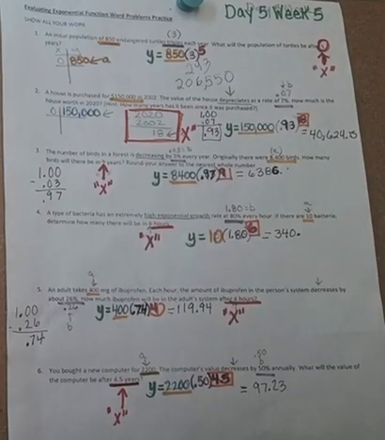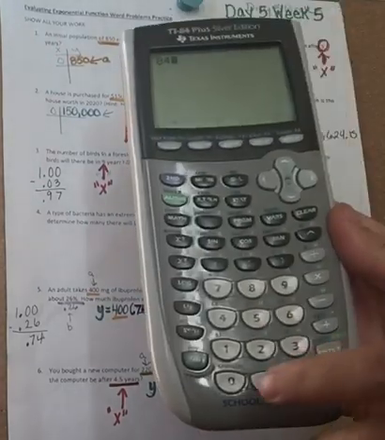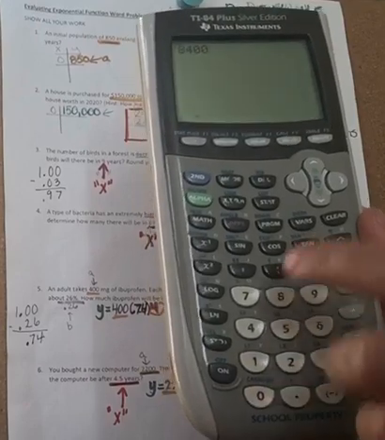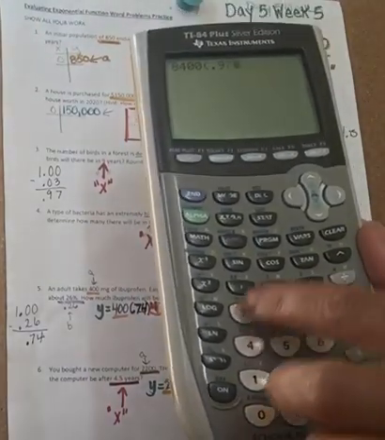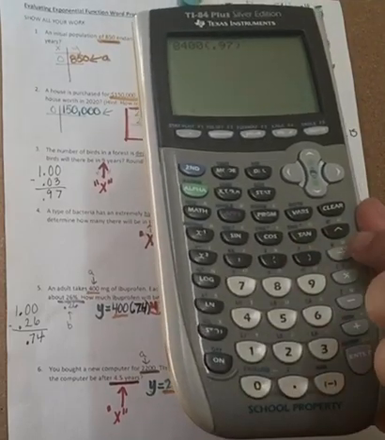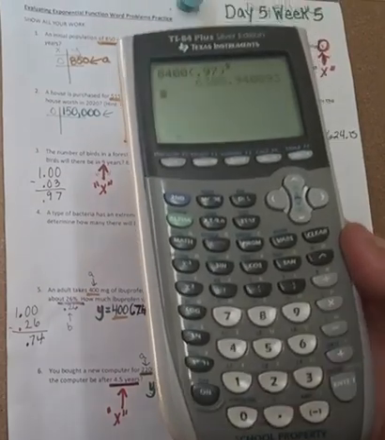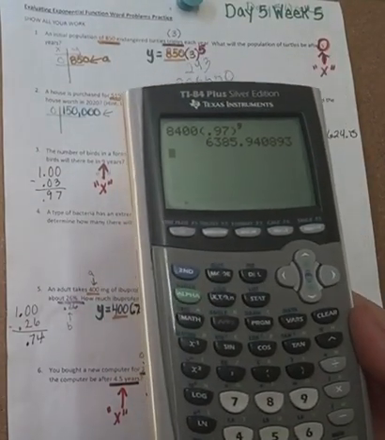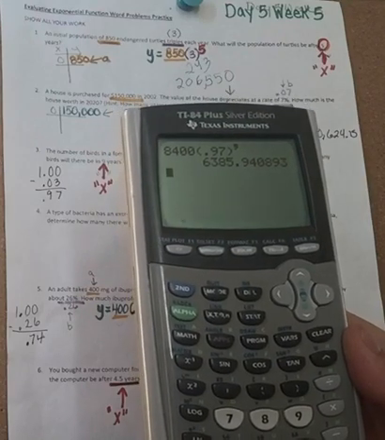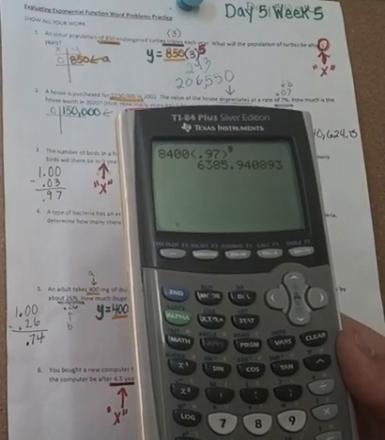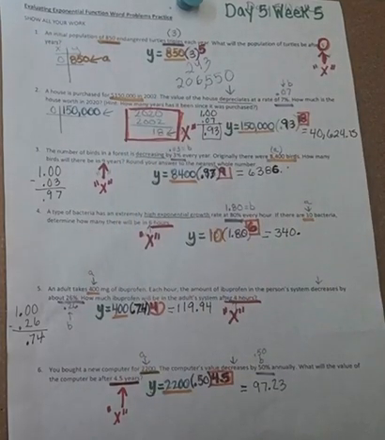Okay, so again, we're going to put in 8,400, parentheses, 0.97, parentheses, arrow up, okay? And then our 9, and hit enter. So we get 6,385, okay? And we can round that, since they're birds, to 6,386, okay? Let's do number 4.